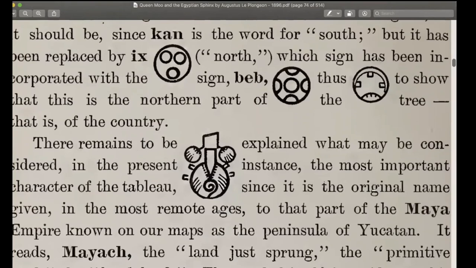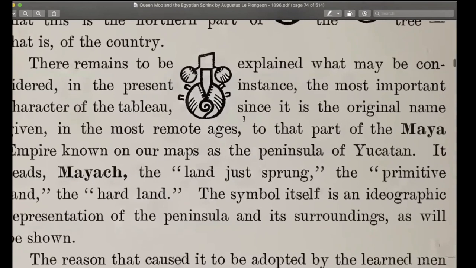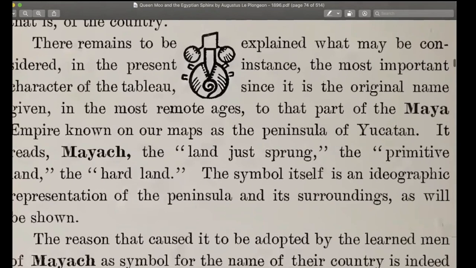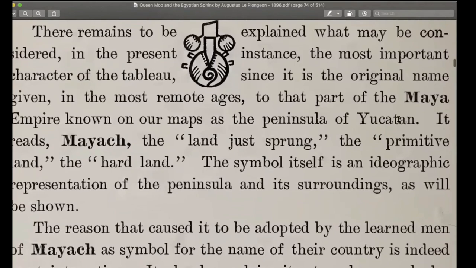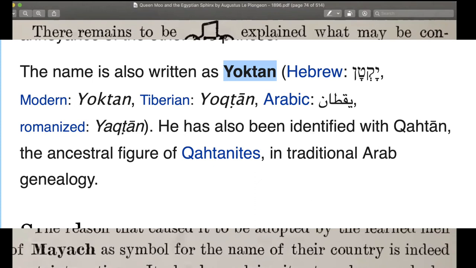There remains to be explained what may be considered in the present instance the most important character of the tableau, since it is the original name given in the most remote ages to that part of the Maya Empire, known on our maps as the Peninsula of Yucatan. All right, the Yucatan, we know Eber had a son named Joktan, and you can even spell it like this, Joktan, the brother of Peleg. In the days of Peleg was when the earth was divided. Remember, they told us. So we're talking about a cataclysm. We're talking about the waters going up. I mean, seems like we're talking about the same things here.